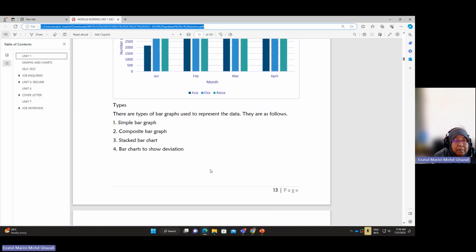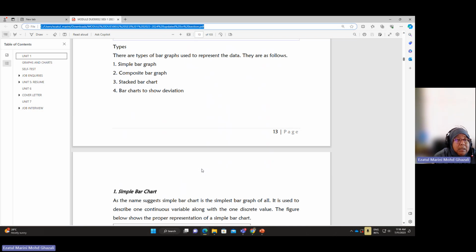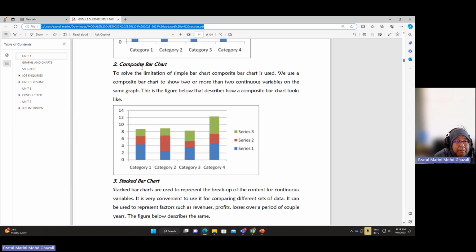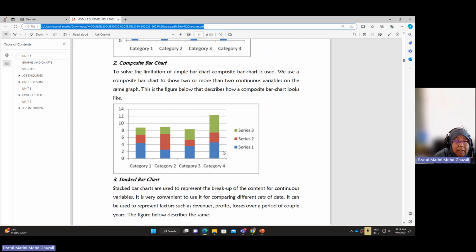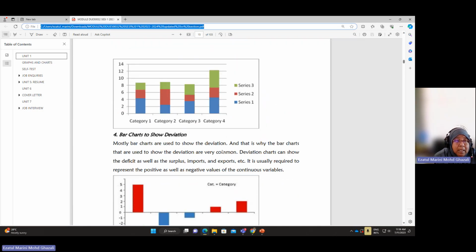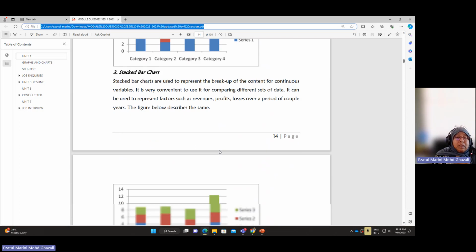Okay, there are types of bar graphs used to represent data. You can have simple bar graph, composite bar graph, stacked bar graph, and also bar charts to show deviation. So simple bar graph is as such. Okay, you have category 1, category 2, category 3, category 4. Very straightforward. Okay, and then composite bar graph, you can have series in one bar, right? Several series in one bar. However, I would say that stack bar graph and composite bar graph is almost the same.